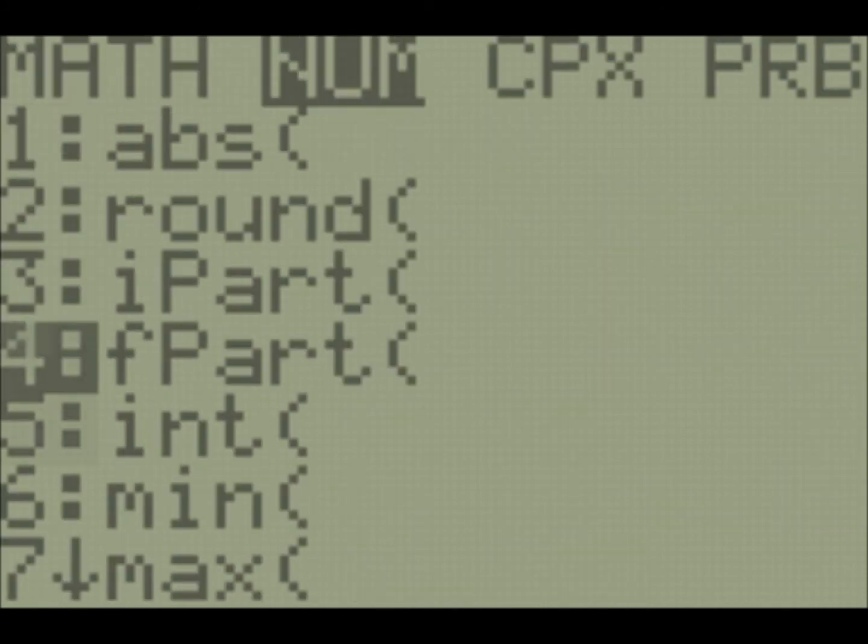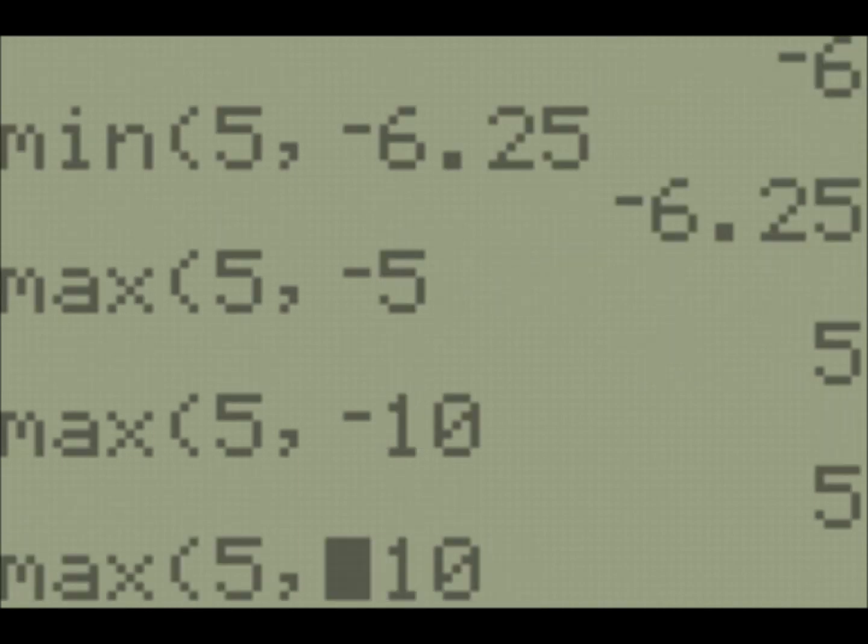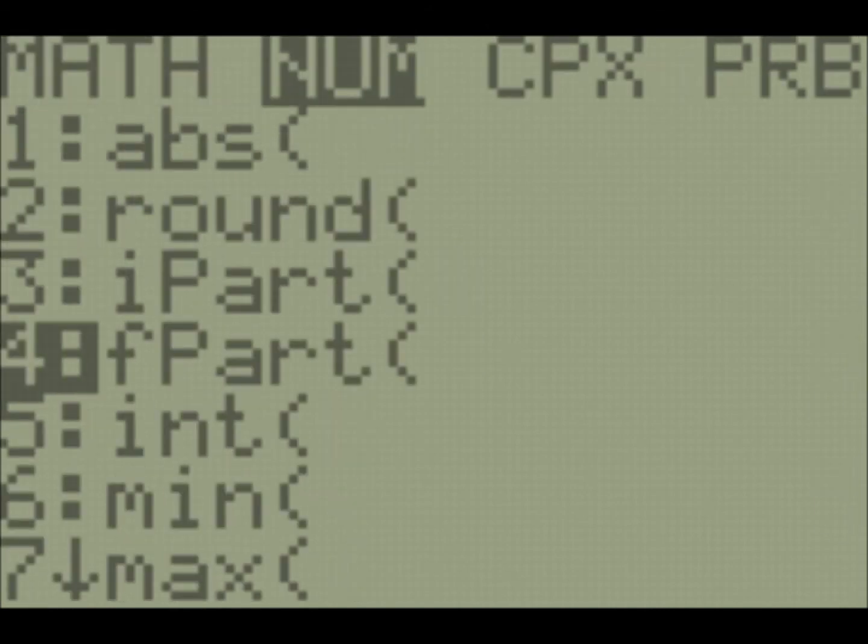All that jazz. Max, exact same thing, except it tells you which one is larger. So 5 is larger than negative 5. It's also larger than negative 10. We see what's larger, 5 or 5. It was 5. Crazy math going on here.